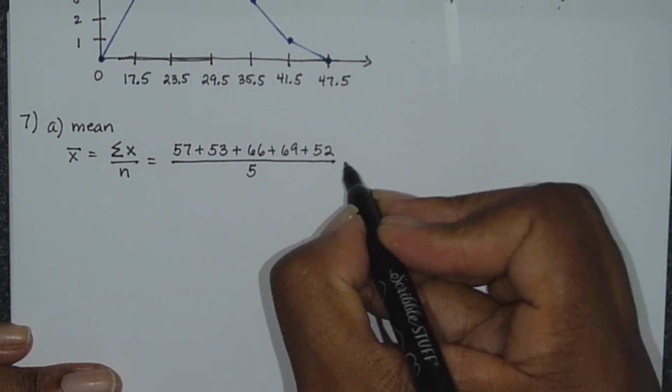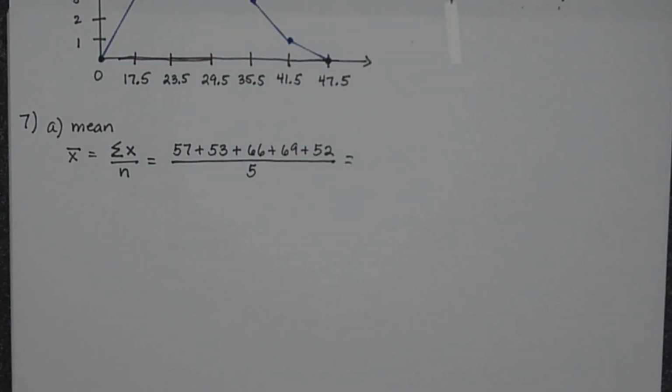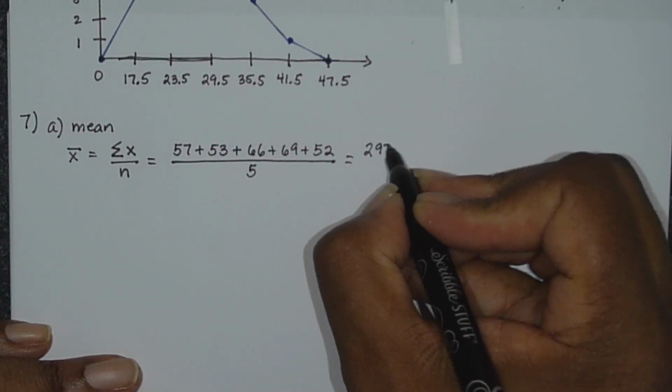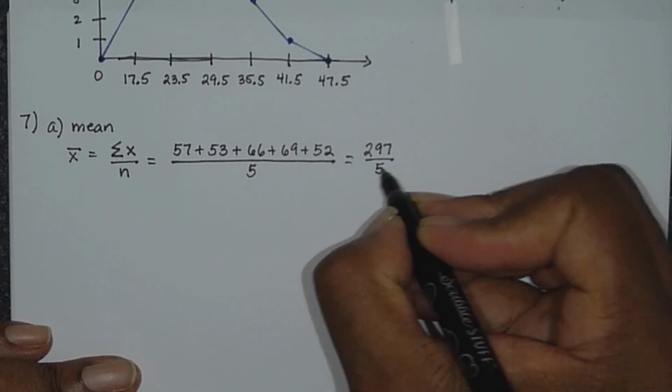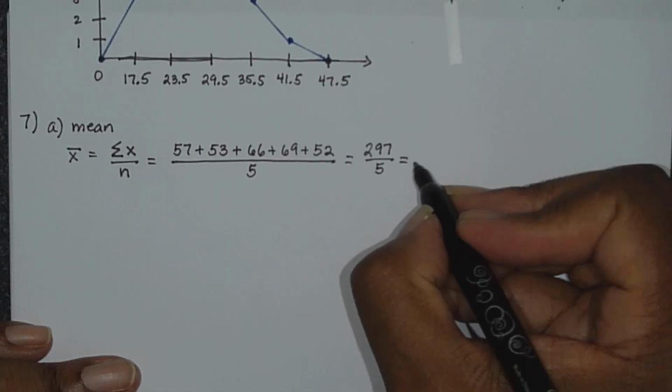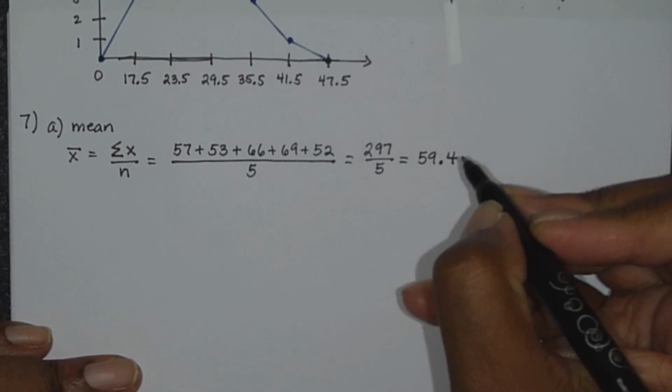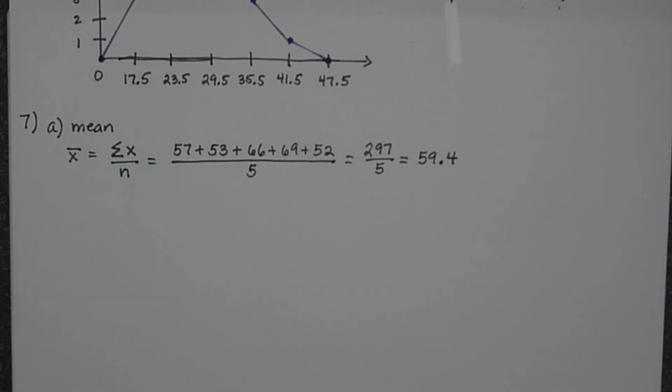And that's divided by how many data values that we have here? 5. So now if we add 57, 53, 66, 69, and 52 together, you're going to get how much? 297. And if we take 297, divide that by 5, you're going to get what? 59.4. So the mean of this data set would be 59.4.